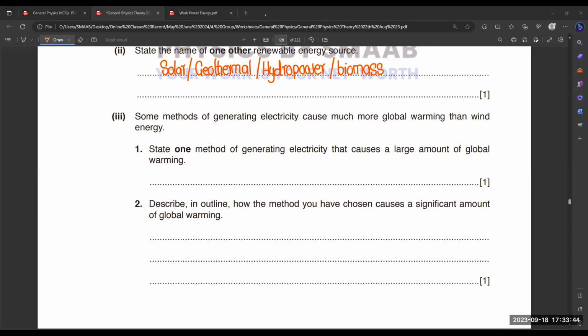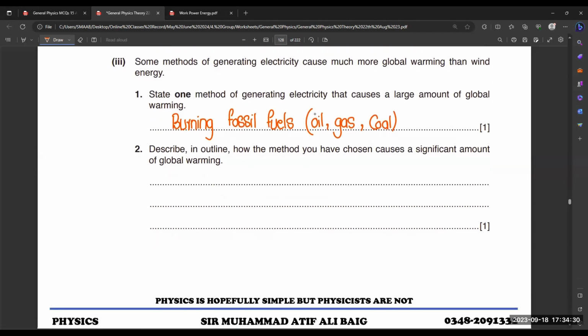I think someone said coal, like burning coal, making steam and stuff. Yes, so burning fossil fuels: coal, natural gas, oil. These are the causes of a large amount of global warming, right? So you already know the names, and you may just write any one method.